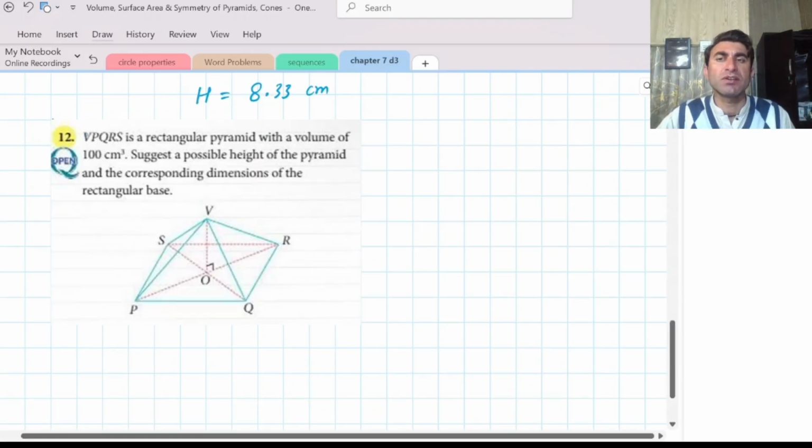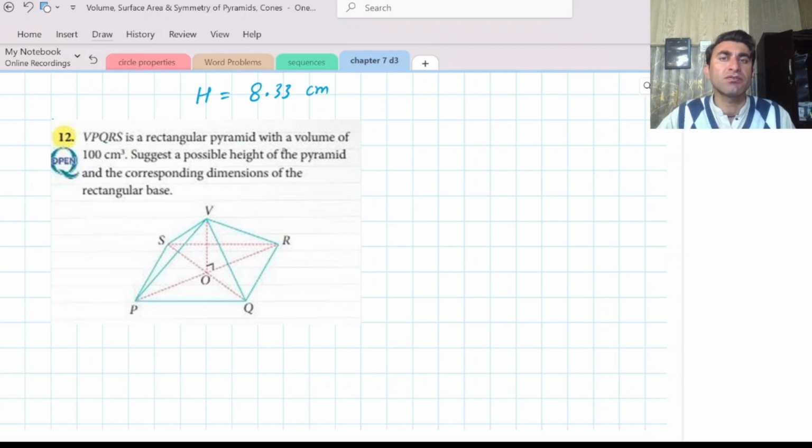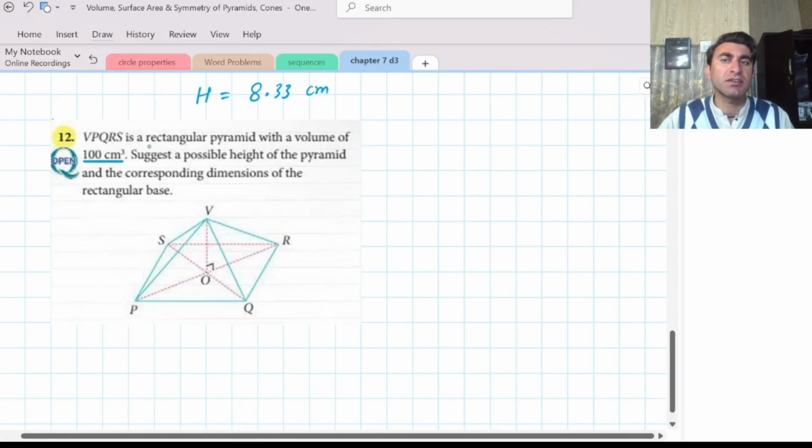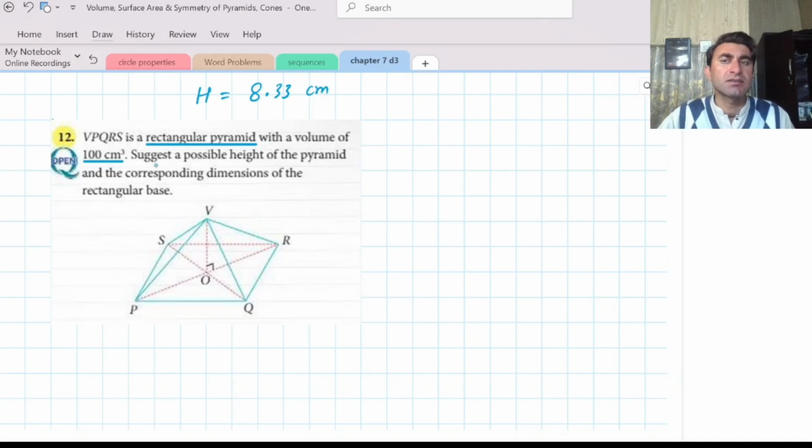Now in question 12, VPQRS is a rectangular pyramid with a volume of 100 centimeter cube. We are given the volume and it is stated that it is a rectangular pyramid, so its base is a rectangle. Suggest a possible height of the pyramid and the corresponding dimensions of the rectangular base, as it is an open question. In an open question, we are to suggest some value and then calculate the rest of the values corresponding to that. Here it is stated to suggest a possible height.